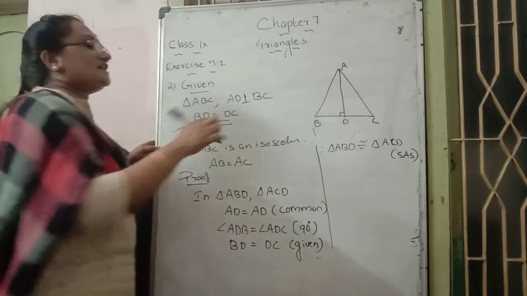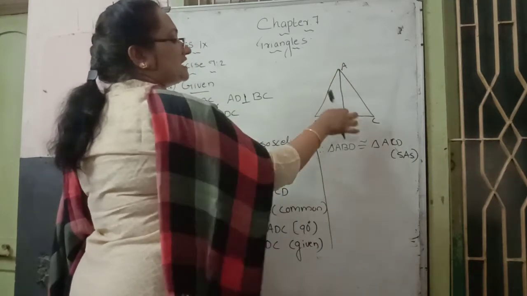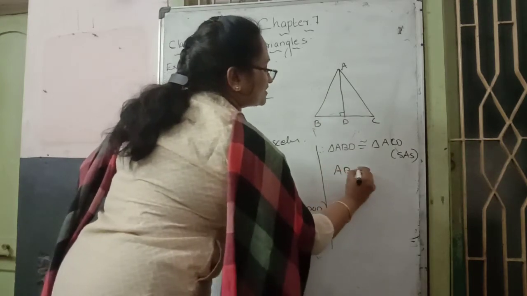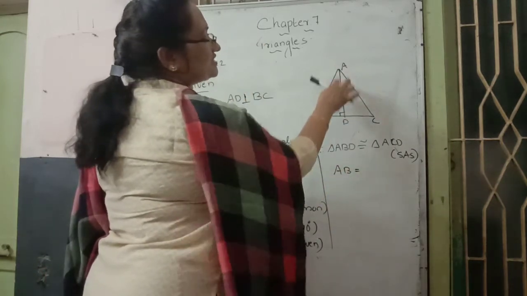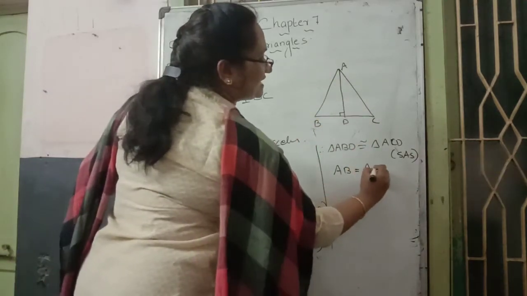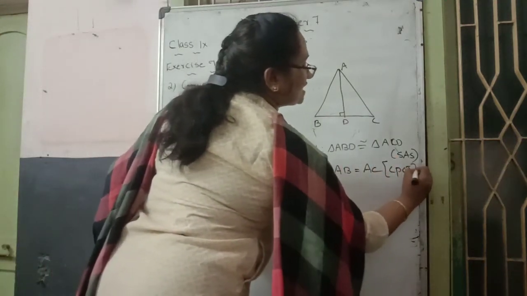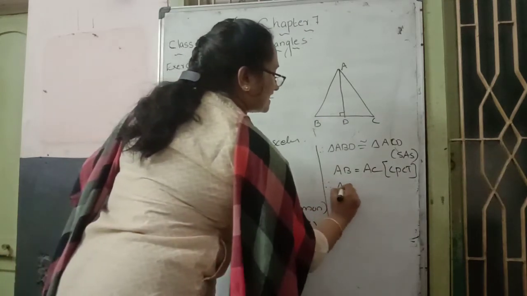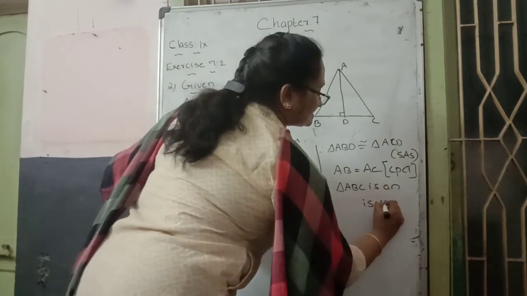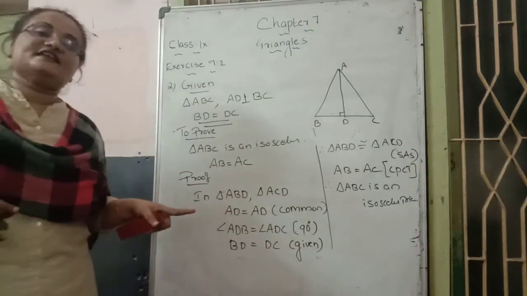So by CPCT, what can we say with respect to ABD? AD and BD sides are completed. Which side remains? The AB side remains. So the AB side of the first triangle is equal to the AC side of the second triangle, since the AD side and DC side are also completed. In which way do we write it? By CPCT. So that's why we can say triangle ABC is an isosceles triangle. I hope you can understand this second question.